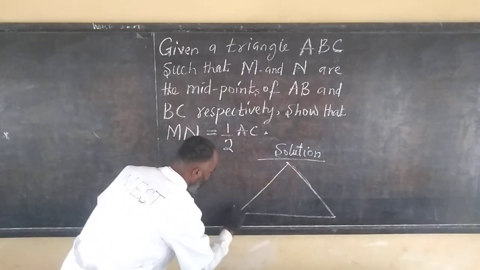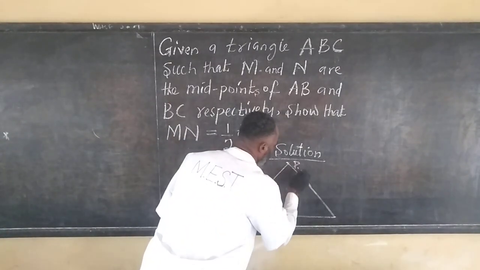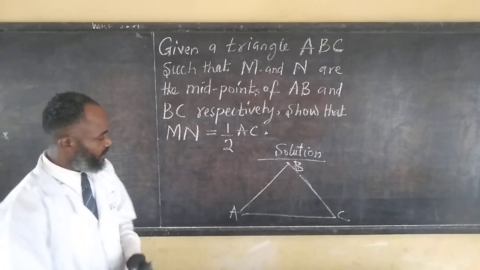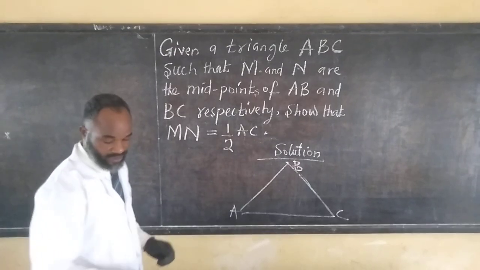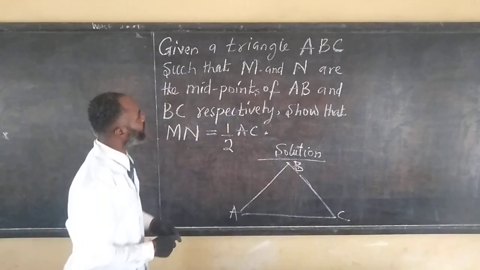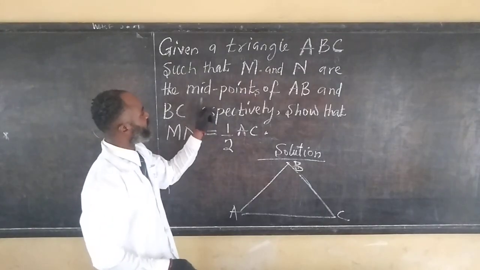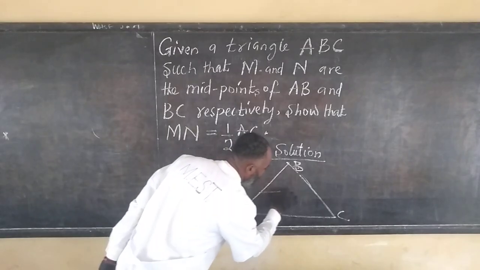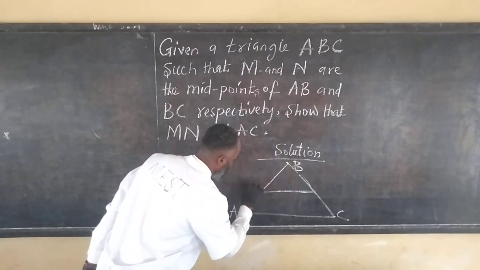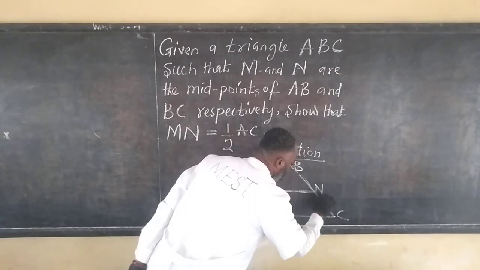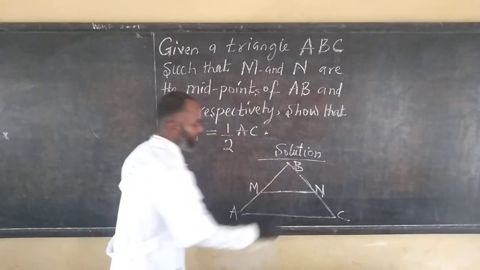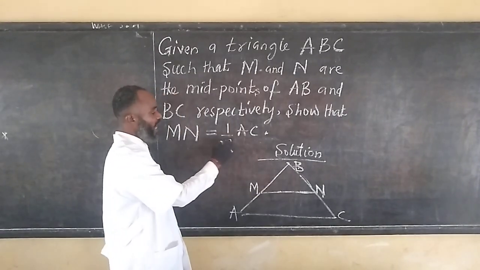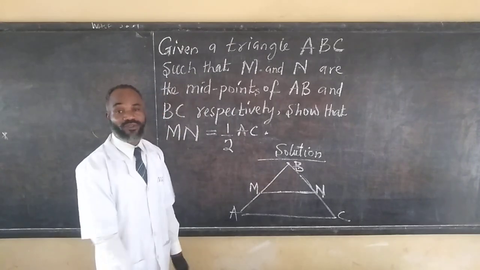Okay, this is A, and this apex is B, and then we have C. According to the question, the midpoints are M and N. So the midpoint should be here, M, and then there is N. We need to show that MN is equal to half AC. That's what we are asked to do.